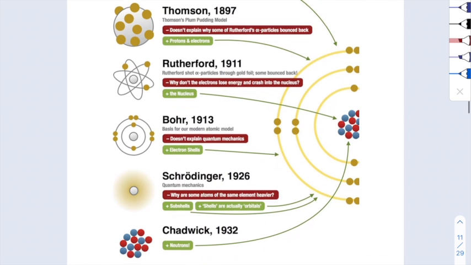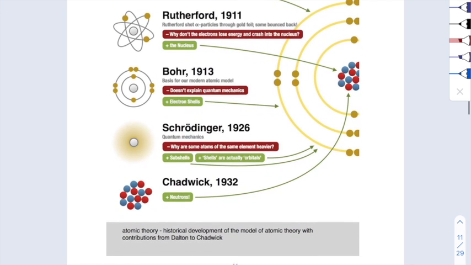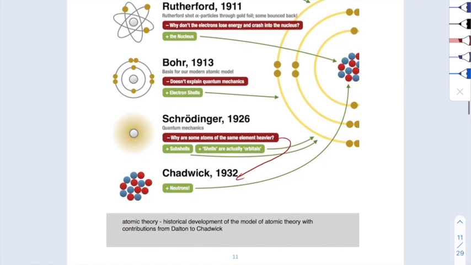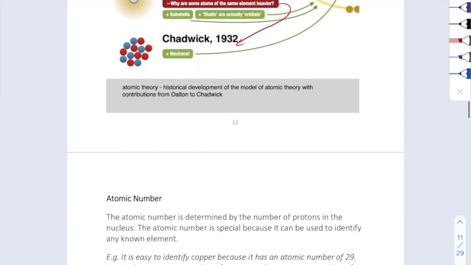And then Schrödinger came in and said, shells are good and all, but they don't explain everything. Why are there differences in other ideas? And so he brought in this new idea of subshells that we won't cover till grade 12, really. And then Chadwick said, hey, these are neutrons. And actually, there's a little mistake here. This should be down here, because that's what's being answered by Chadwick's model: why are some atoms of the same element heavier? Interesting. Okay, so this is the historical development of the model of atomic theory from Dalton to Chadwick.